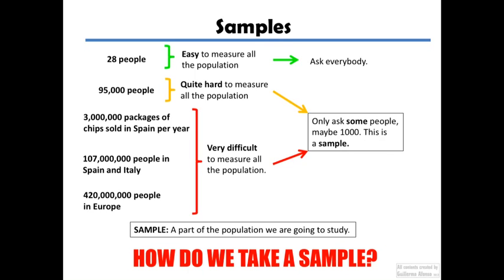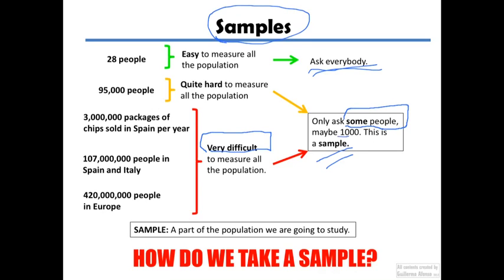And that's why we take samples. Sometimes we can ask everybody, but most of the times we can't. It's quite hard or very difficult or practically impossible. Can you imagine trying to ask everyone in Europe? Well, that would be impossible. So what we do is we choose a sample. We ask only some people. Maybe 1,000, maybe 2,000, maybe 100, maybe 10, maybe 10,000. It's not really important how much exactly. The fact is we're not asking everybody, we're asking a part of the population.